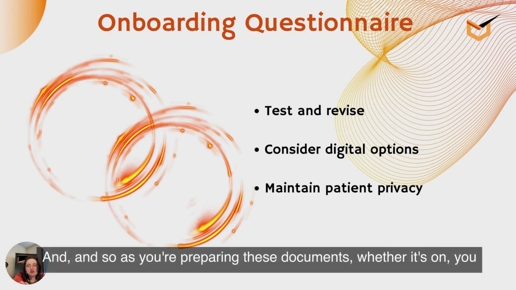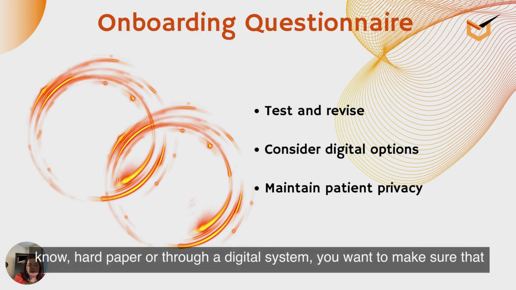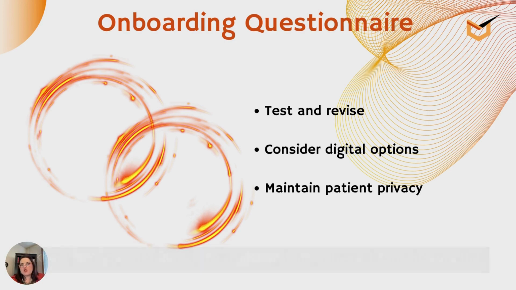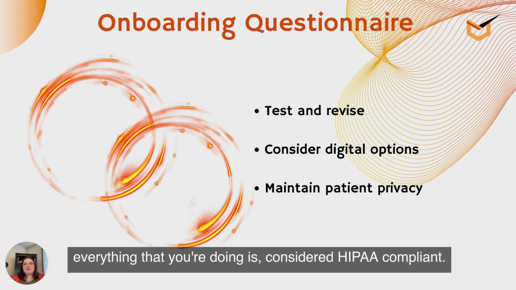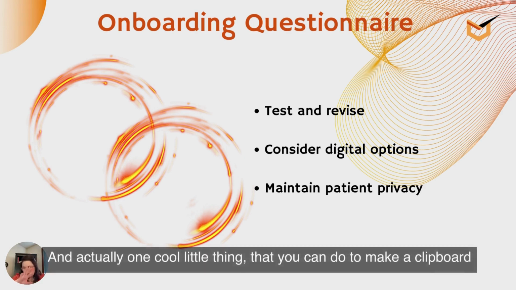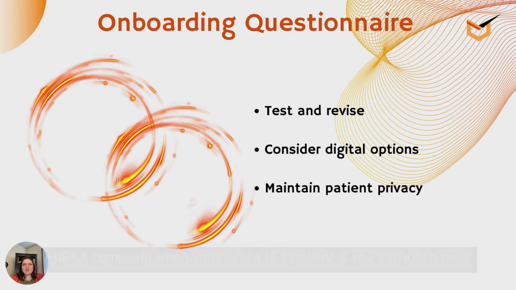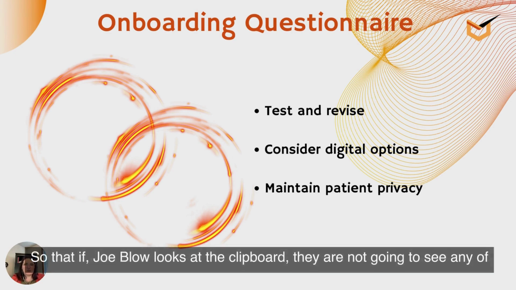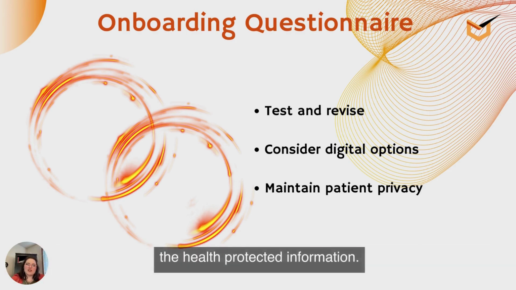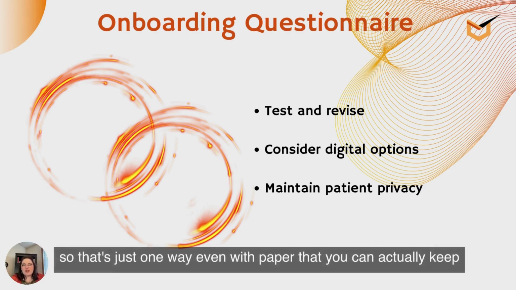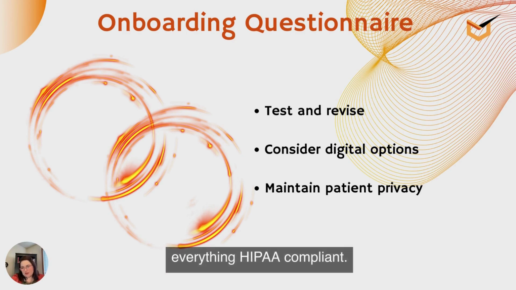And so as you're preparing these documents, whether it's on hard paper or through a digital system, you want to make sure that everything that you're doing is considered HIPAA compliant. And actually, one cool little thing that you can do to make a clipboard HIPAA compliant when you hand it to a patient is you can just have a simple page on top that's turned over so that if Joe Blow looks at the clipboard, they are not going to see any of the health protected information. So that's just one way, even with paper, that you can keep everything HIPAA compliant.